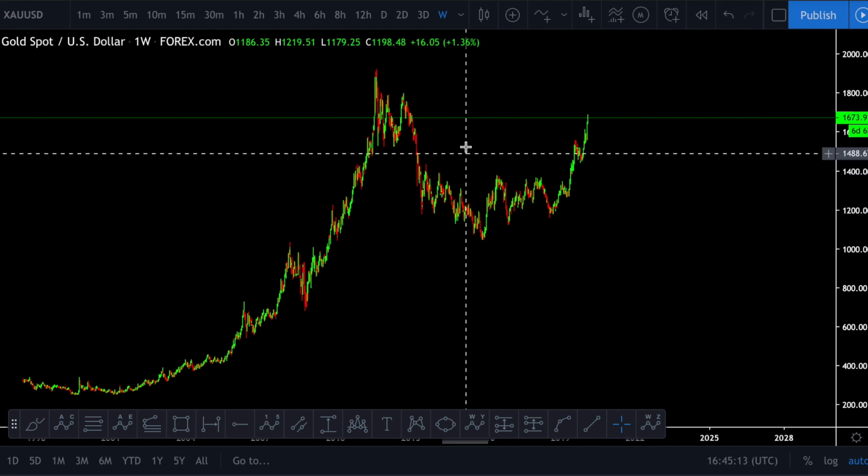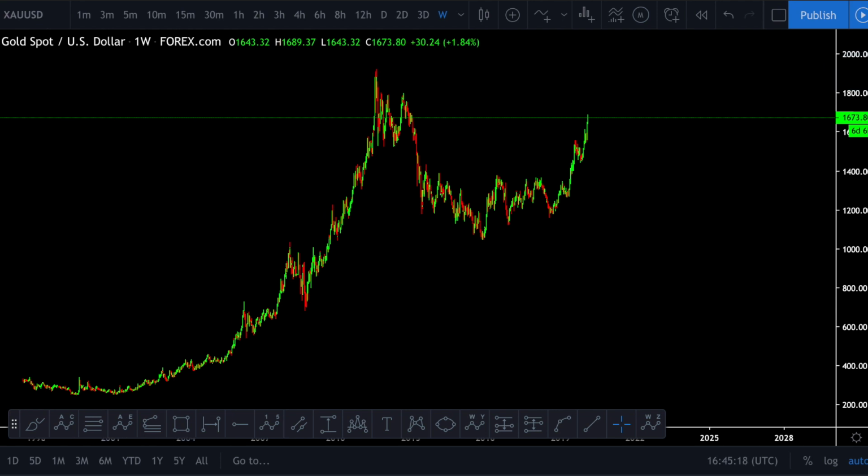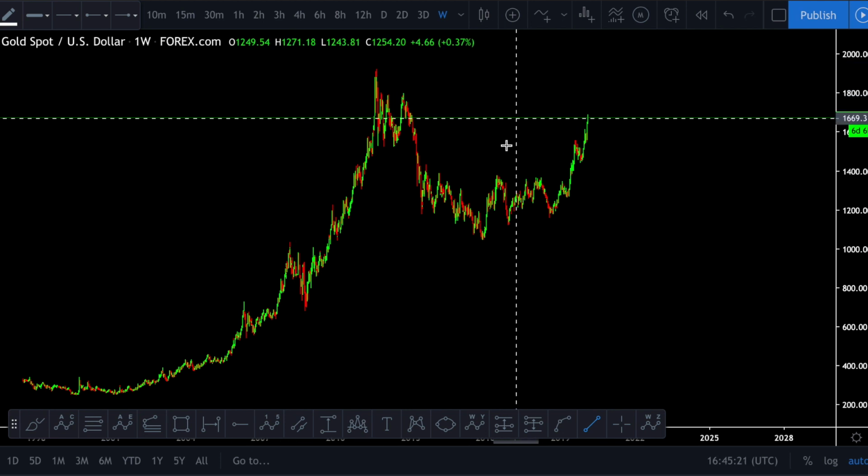Hopefully this is quick. This is gold over USD on Forex markets, and this was a member request from the Telegram group chat.